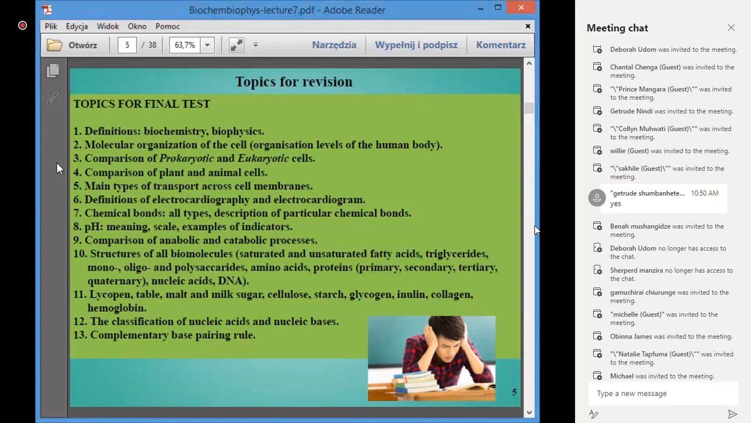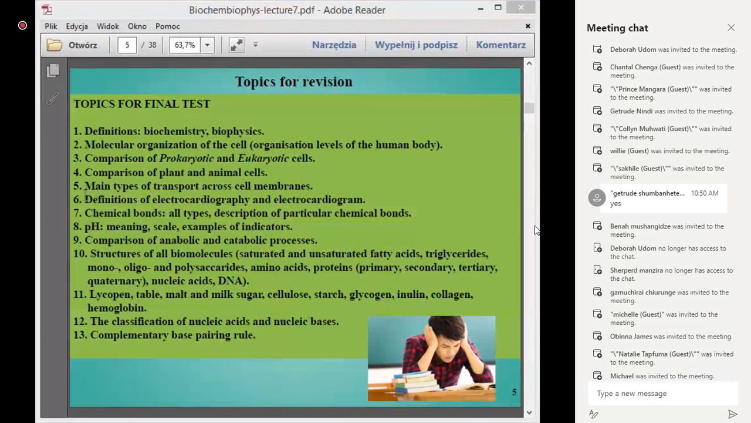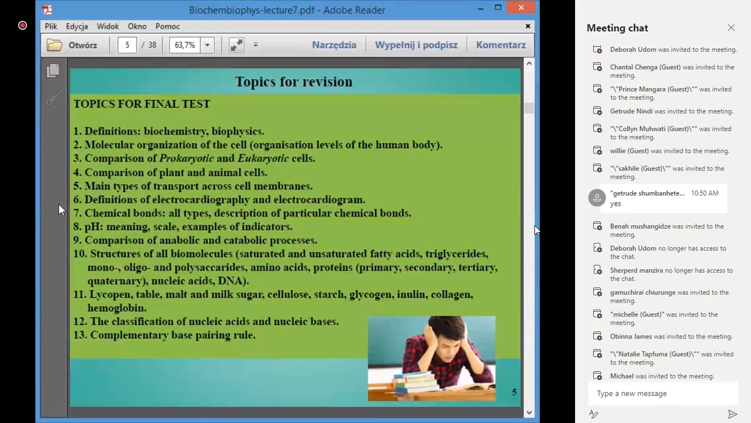Then now we are talking about different structures of main kinds of biomolecules. This I will explain later, when we finish this part of our lecture, what you should learn and remember. But for sure, such terms as saturated and unsaturated fatty acids, what triglycerides are, what is the structure.